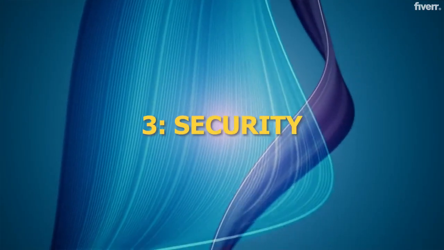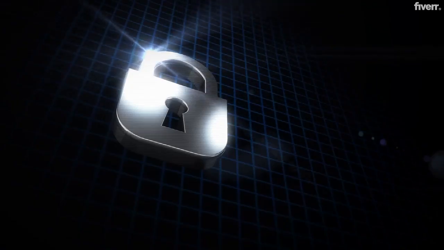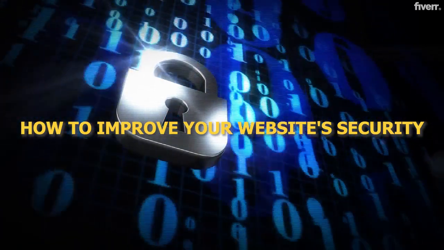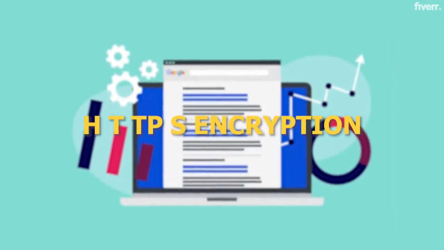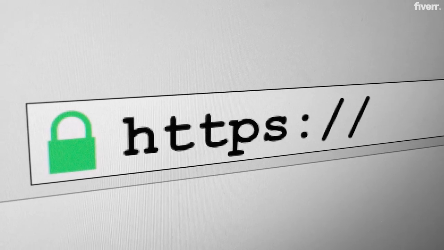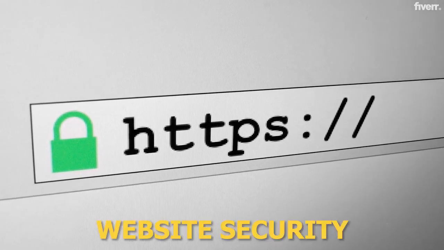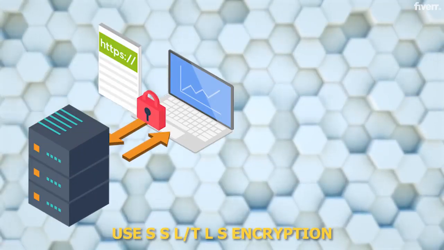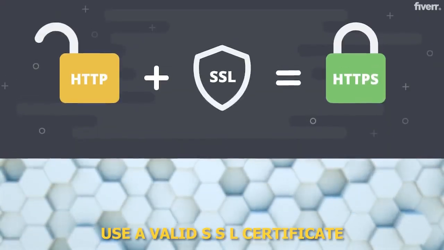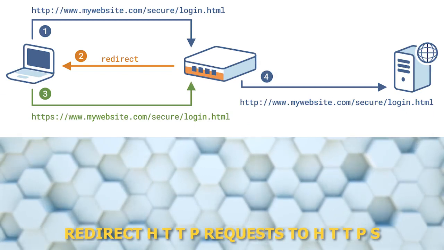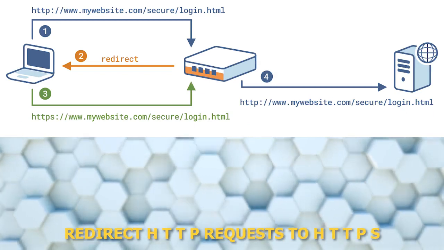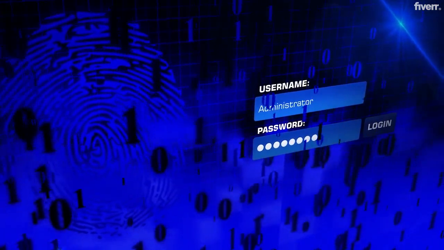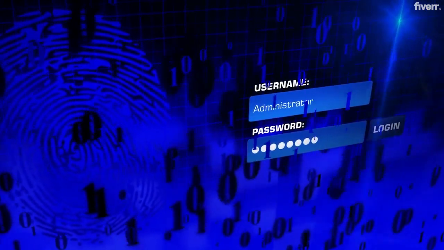Section number 3, Security. In this section, we'll be looking at how to improve your website's security by optimizing various factors. HTTPS encryption. HTTPS encryption is essential for website security. To optimize HTTPS encryption, use SSL/TLS encryption, use a valid SSL certificate, and redirect HTTP requests to HTTPS. Improving your website's HTTPS encryption can help protect your users' data and improve their trust in your website.